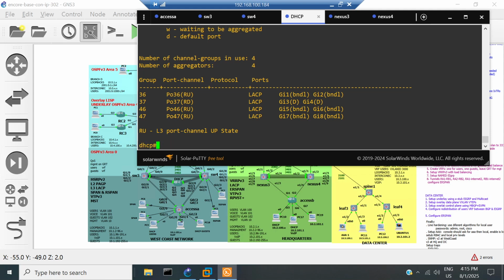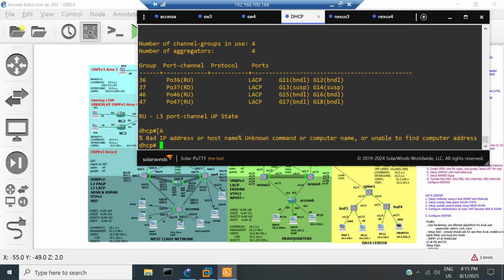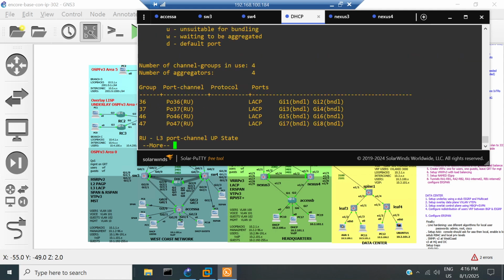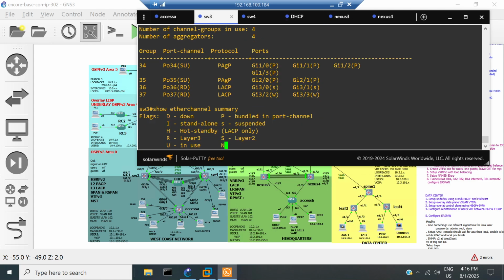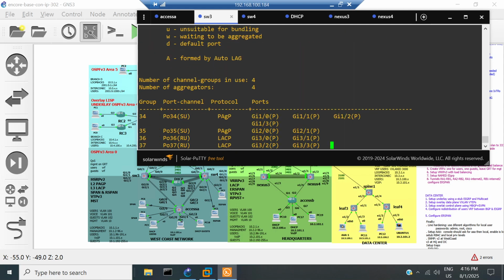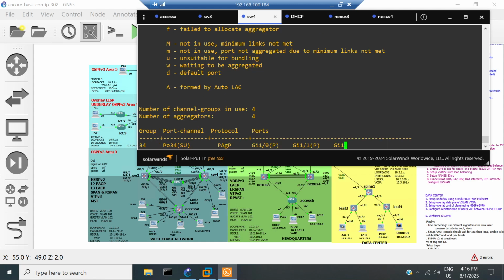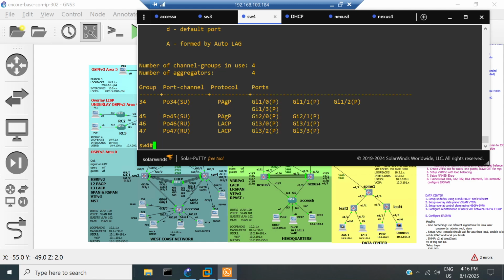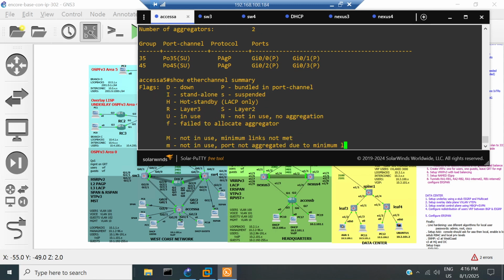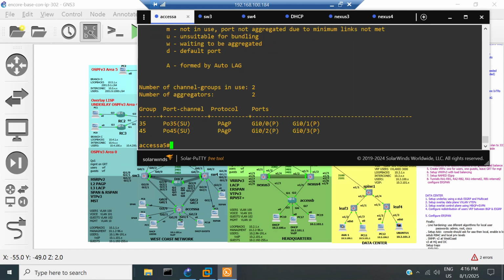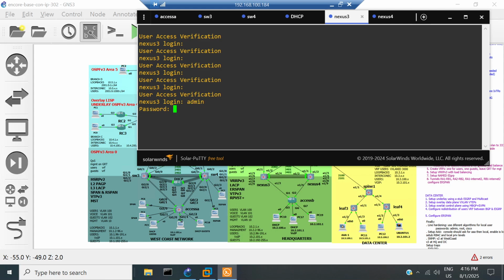Gigabit 3 and 4 are not working for some reason. Oh, okay. Oh, suspended. Ah, there it is. It is working now. So all my EtherChannels are up and participating. Layer 2 up, layer 2 up, layer 3 up, layer 3 up, participating. Layer 2 up, participating. So let's do LACP on these Nexus switches.